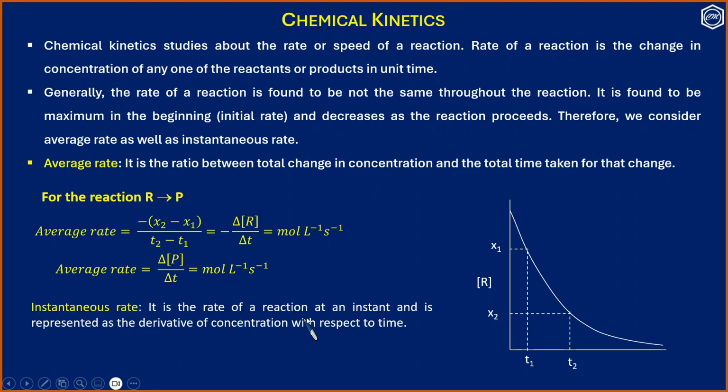Instantaneous rate is the rate of a reaction at an instant and is represented as the derivative of concentration with respect to time. So instantaneous rate is equal to dx by dt, where x is the concentration. Based on the reactant, it is minus dR by dt, or dP by dt.